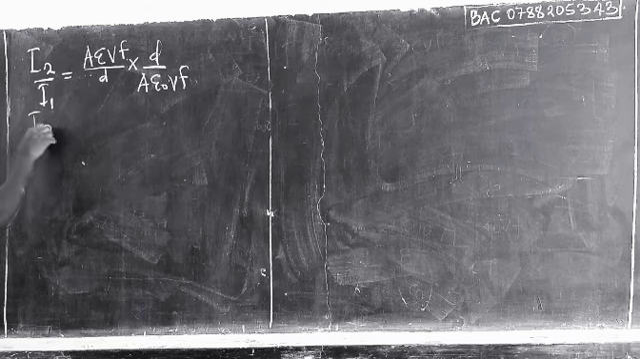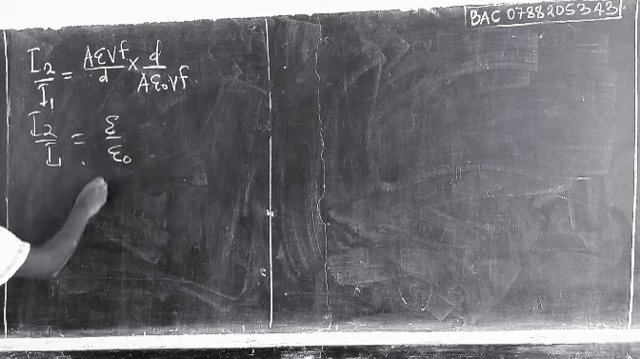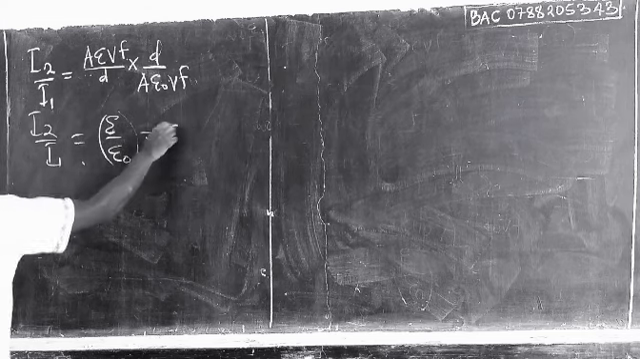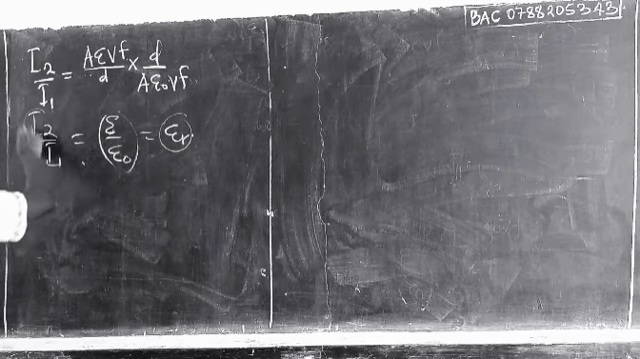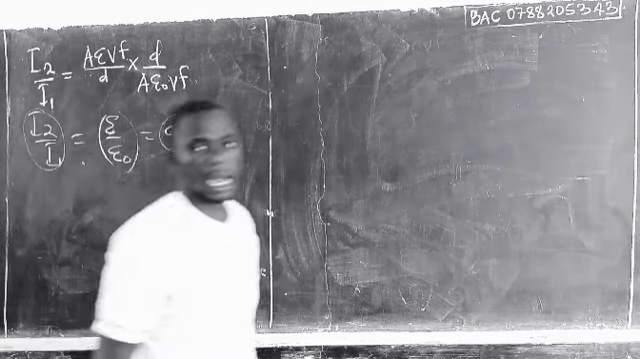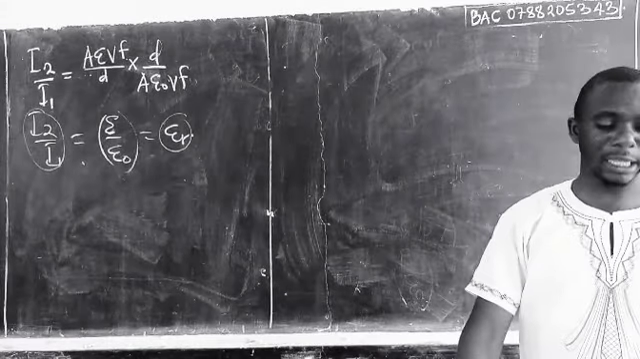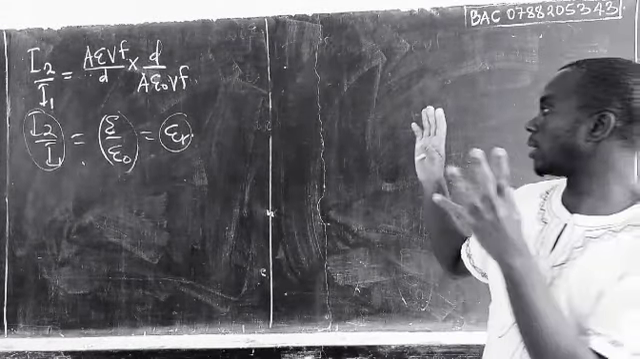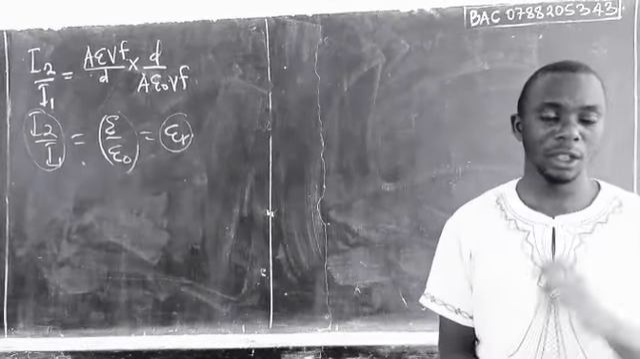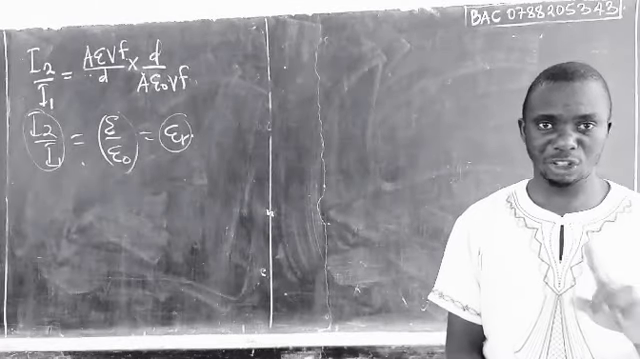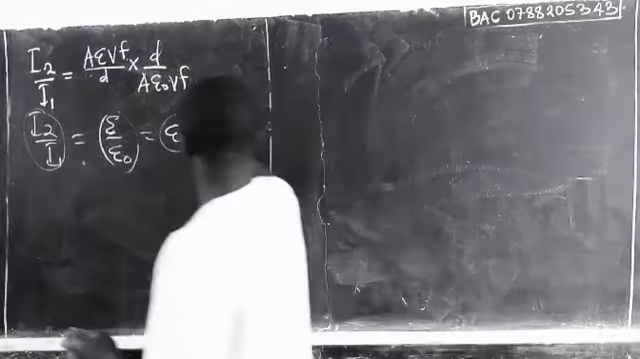So we are left with I2 out of I1 as epsilon out of epsilon naught. And remember, this is the dielectric constant. Therefore, we can always have I2 out of I1 equal to that. The relative permittivity has no units. Okay? The relative permittivity has no units. We want to do a calculation in a few minutes.